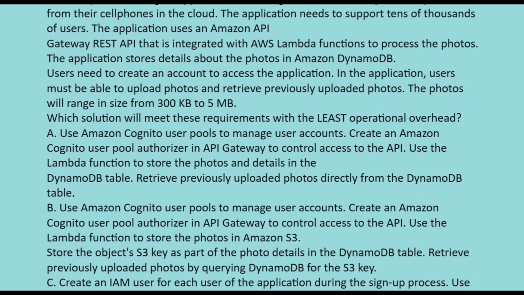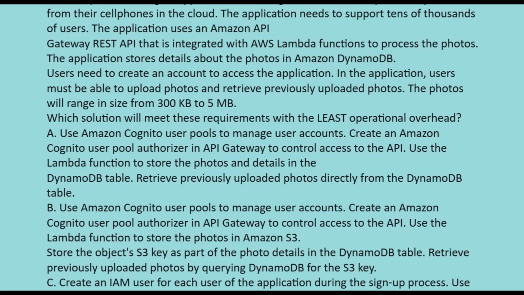Option A, use Amazon Cognito user pools to manage user accounts. Create an Amazon Cognito user pool authorizer in API Gateway to control access to the API. Use the Lambda function to store the photos and details in the DynamoDB table. Retrieve previously uploaded photos directly from the DynamoDB table.